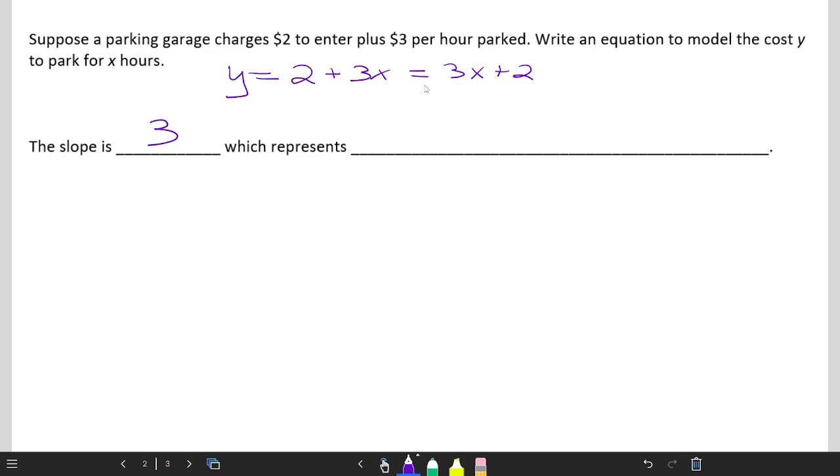It represents the rate at which the cost is increasing, right? It's increasing because it's a positive slope. The cost y increases as x increases. X is the number of hours. So this is just representing the hourly cost for that portion of the cost. So you could think of it as the amount the cost increases per hour.